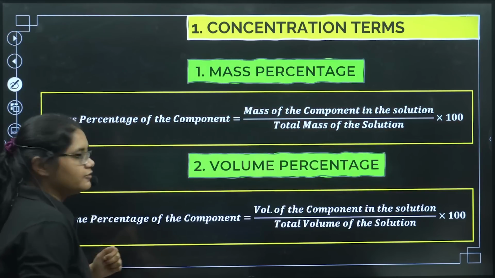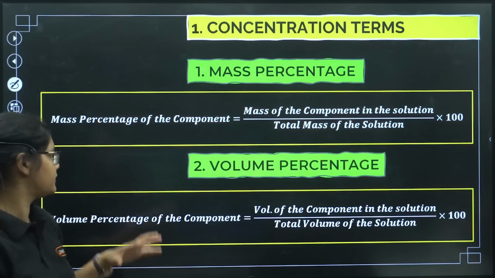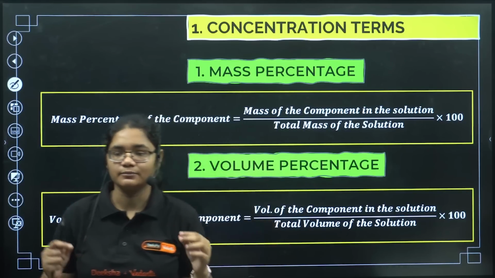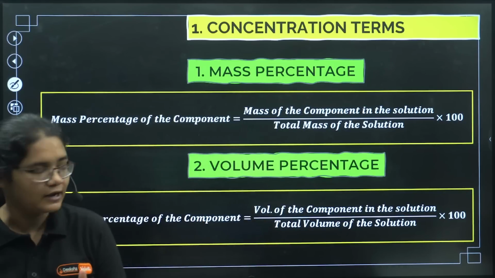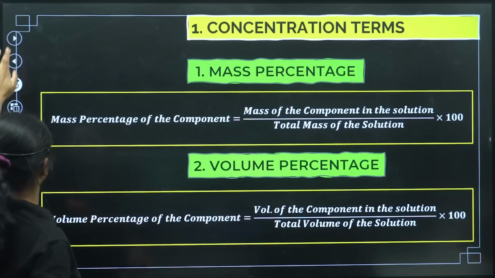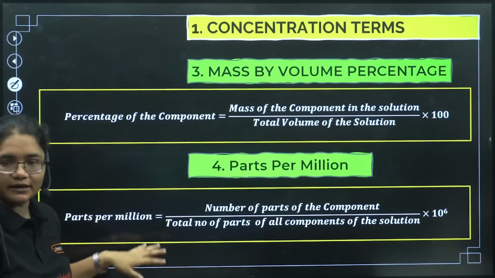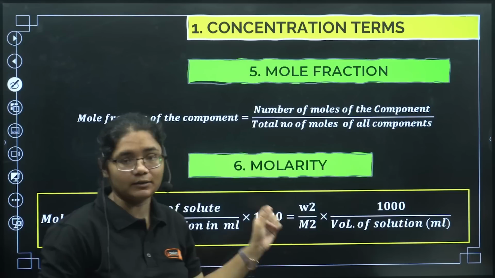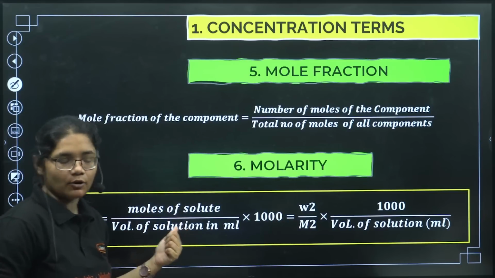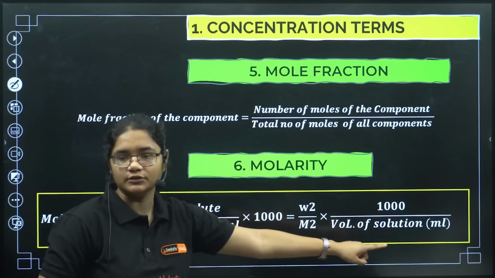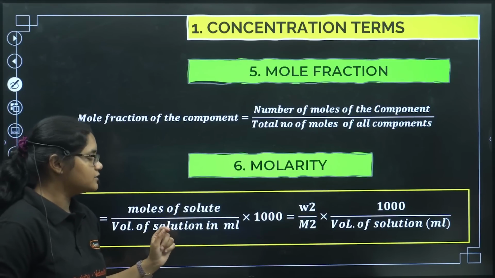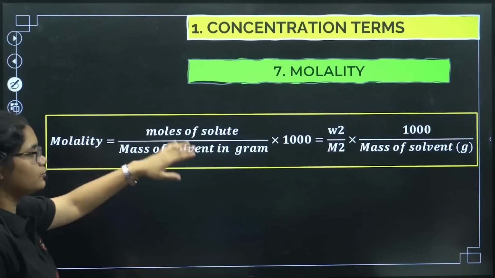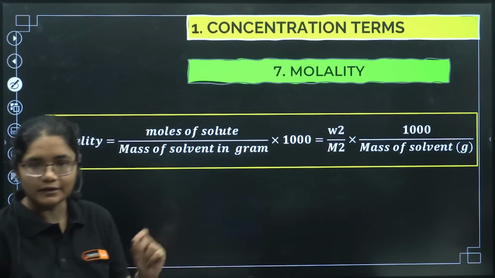Okay, so coming to the first chapter, solutions, the concentration terms are there: mass percentage, volume percentage. Mass percentage is mass of the component in the solution by total mass of the solution into 100. Mass by volume, parts per million: these formulas are not very important. Mole fraction is very important, number of moles of the component by total moles of the solution. And molarity is again important, W2 by M2 into 1000 by volume of the solution in milliliter. If the volume of the solution is in liter, then this 1000 is not to be multiplied. Next we have molality, W2 by M2 into 1000 by mass of the solvent in grams.